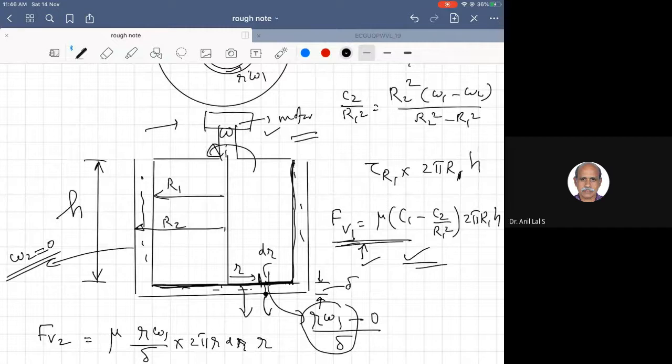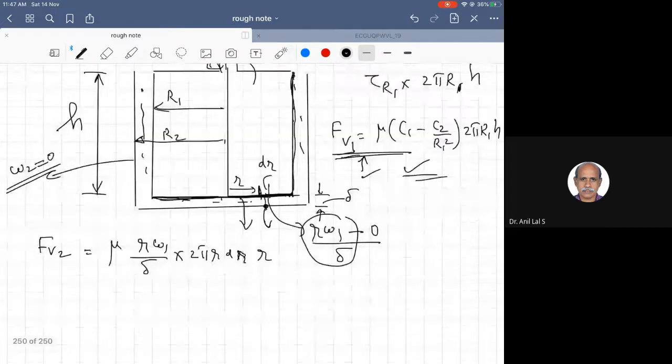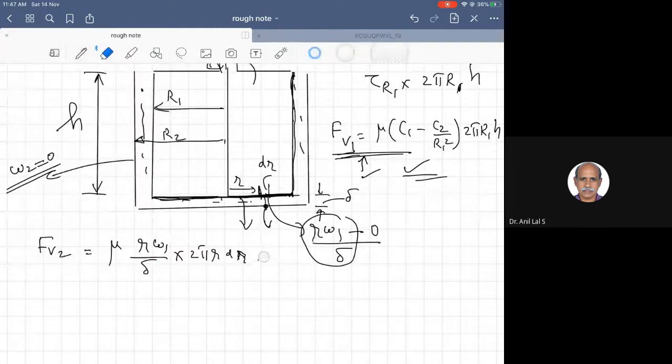If you have a motor over here, we'll be able to measure the torque. So let us relate the torque. This much is the frictional force, the viscous force.